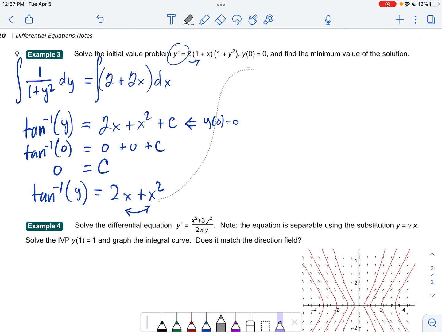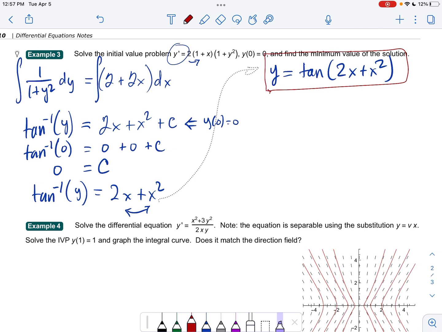Solving for y, let's take the tangent of each side. So y is equal to the tangent of 2x plus x squared. There is the solution to our initial value problem. And what we want to do is figure out where that function has a minimum value.